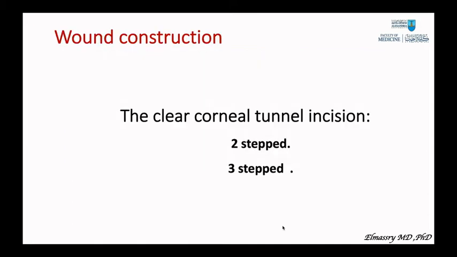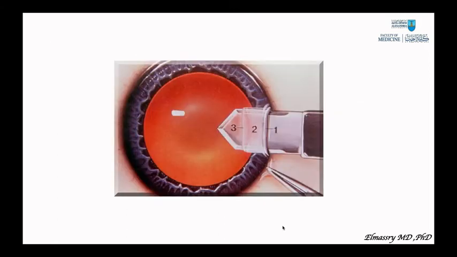For the wound construction, the clear corneal tunnel incision is either a 2-stepped incision or a 3-stepped incision. This is a diagram showing that we first make an incision, just a demarcation line at the site of entry, and then make a tunnel in the stroma, and then change the direction of the diamond knife or the keratome or the stainless steel keratome into the anterior chamber.